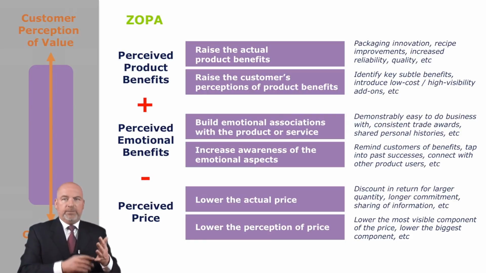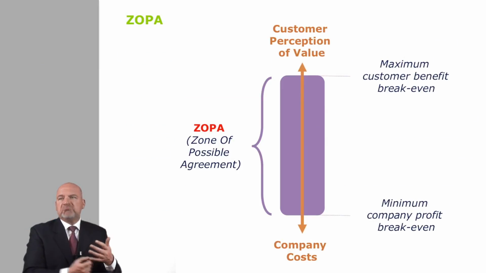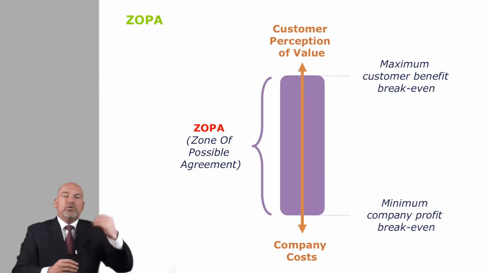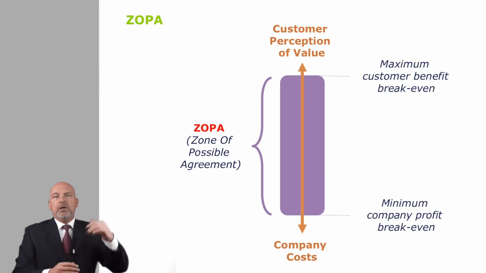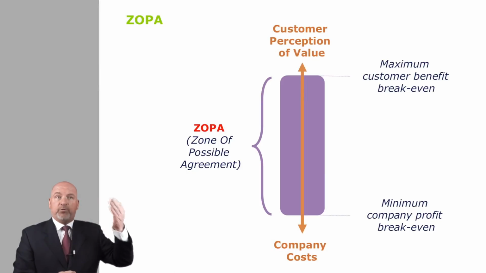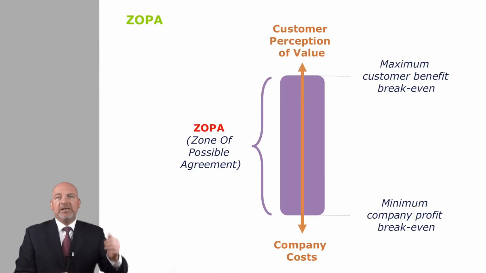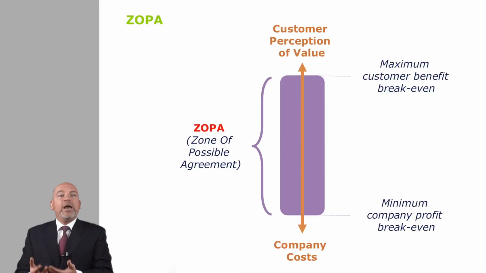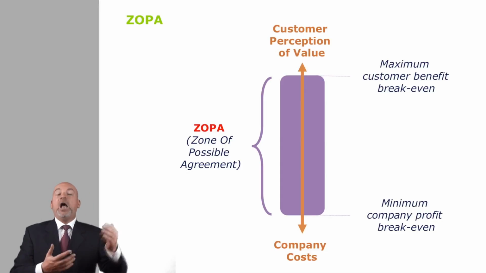So in conclusion, lower company cost is what many operational consultants or operations people focus on. And then increase the ZOPA is what more strategists or marketeers would do by raising the actual product benefits, raising the customer's perception of these product or service benefits, building emotional associations, increasing the awareness of the emotional aspects, lowering the actual price, and lowering the perception of price.